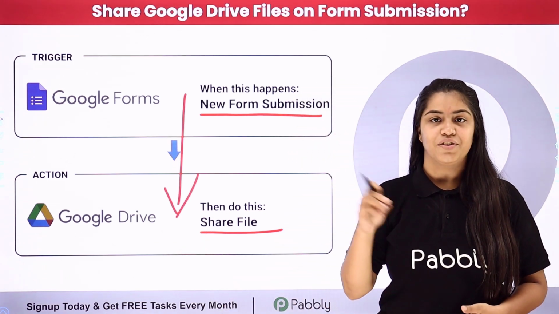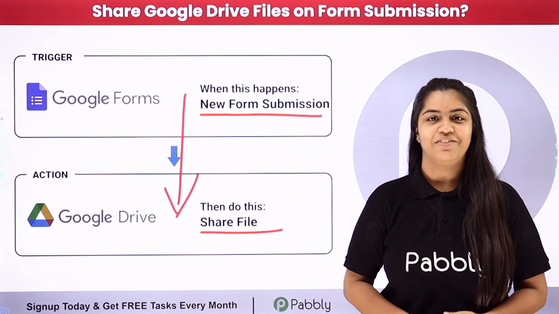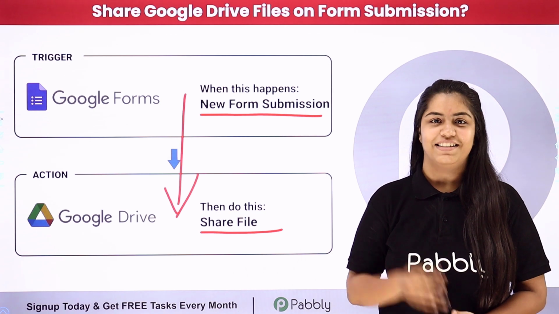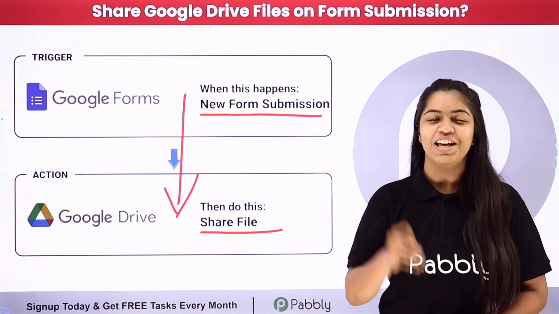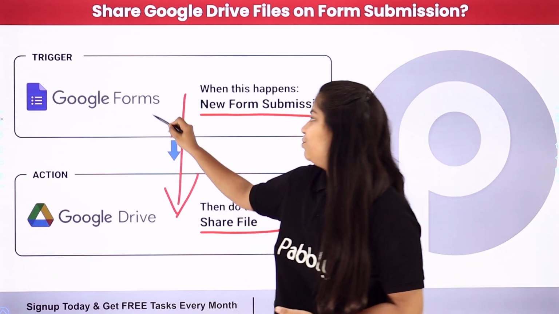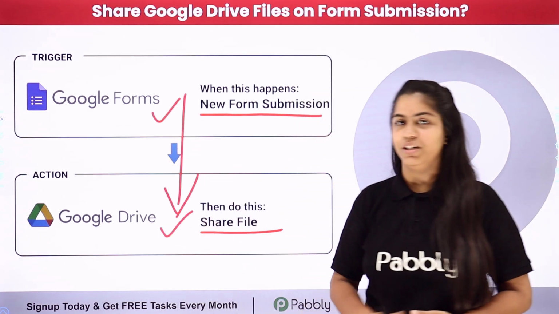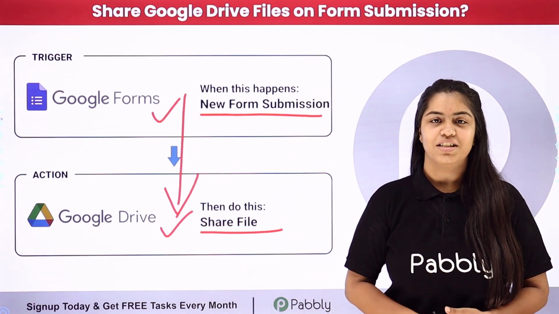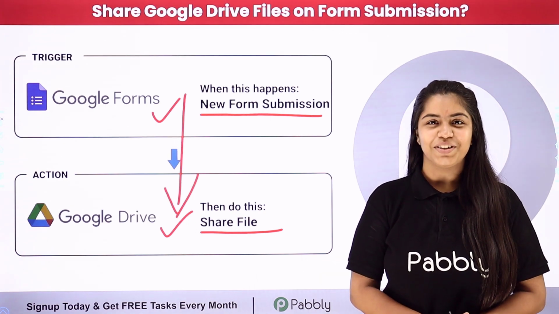To create this connection without knowing any programming or coding language, we are going to use Pabbly Connect. It is an amazing automation software. So in Pabbly, we have the concept of trigger and action. For trigger, we are going to use Google Forms, and for action, we are using Google Drive. So if you also wish to learn this process step by step, follow me through the screen.